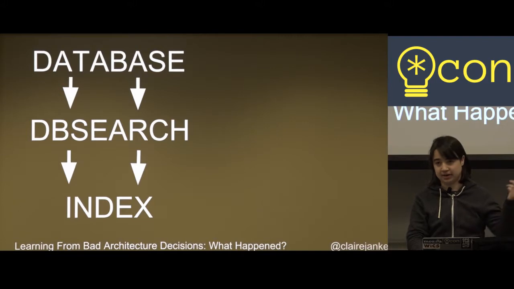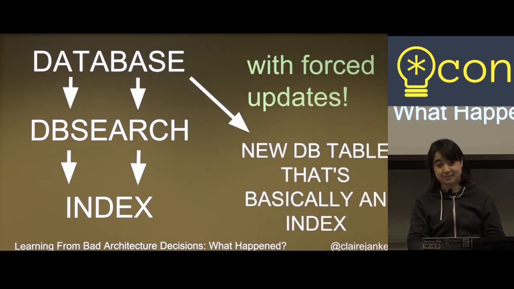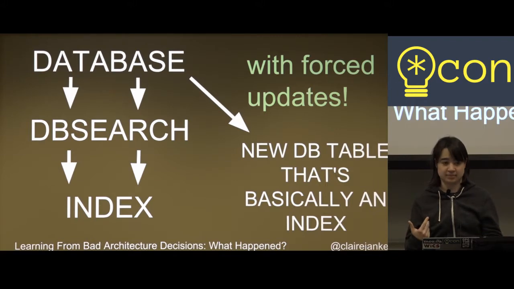If you remember correctly, this was our flow: database to DB search to index. So we said, okay, how about we make a new database table that's basically an index. It has the same fields as the index does. It's just in a table. And since it's a database table, we don't have to rely on our hacky Drift solution to do the updates. Instead, it'll be instantaneous.